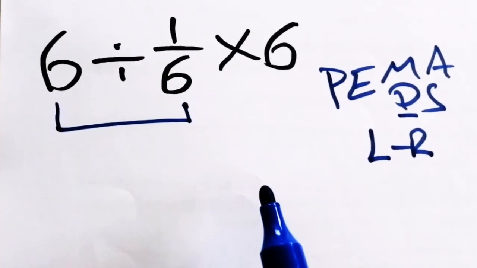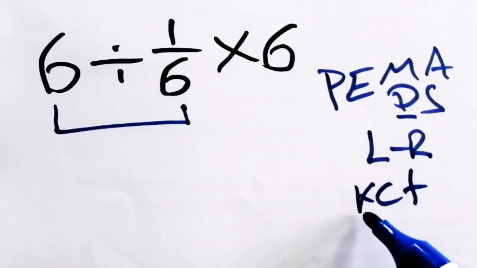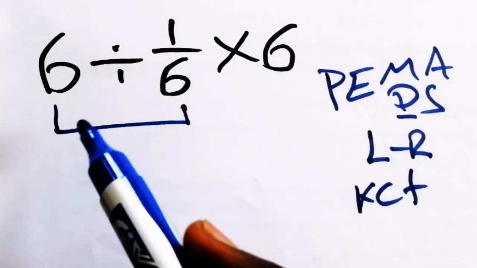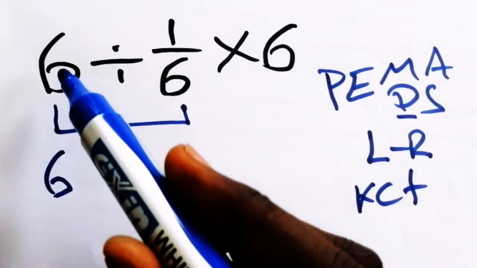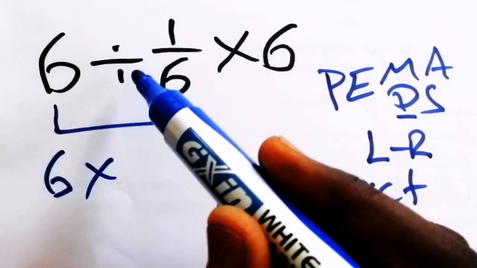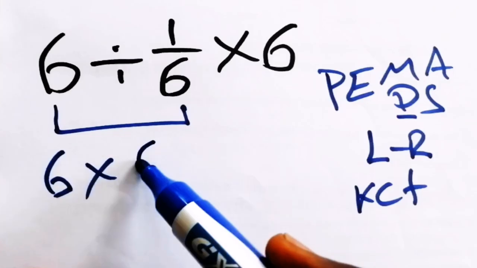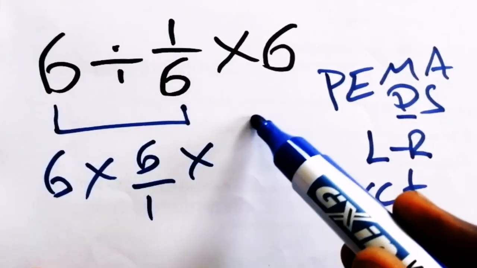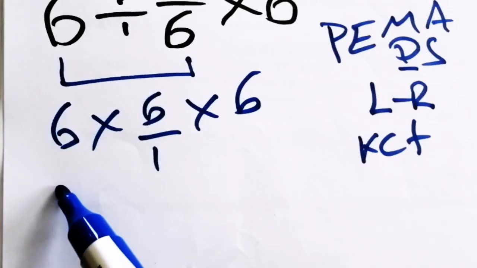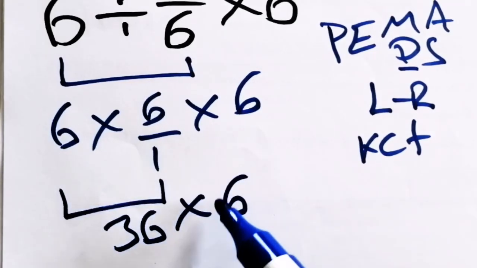So, according to the KCF rule, K stands for keep, C stands for change, and F stands for flip. We have to keep the first number, change division into multiplication, and flip the second number, 6 over 1, times 6. Therefore, in this case, 6 times 6, which equals 36, times 6.